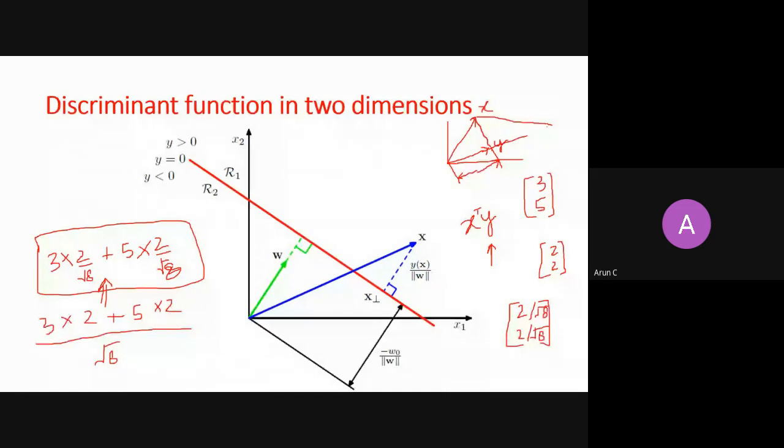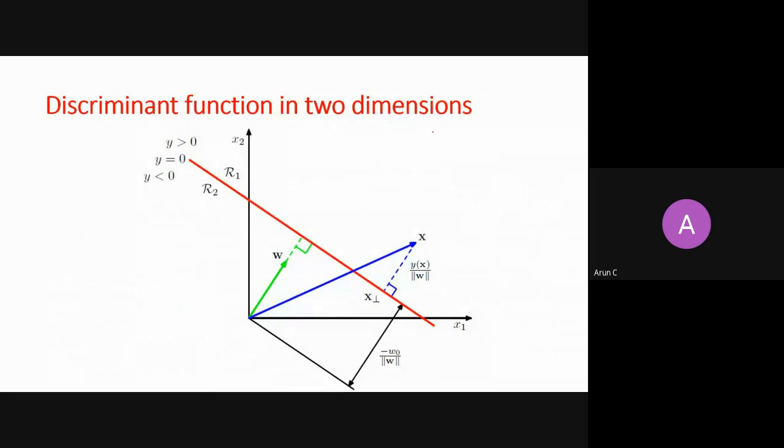Cool. So I start with the assumption that you know what a projection is. If you are projecting on a vector which is not a unit vector, you just normalize it first and then take a dot product. That's straightforward. Equipped with this knowledge, I'm going to define a hyperplane.